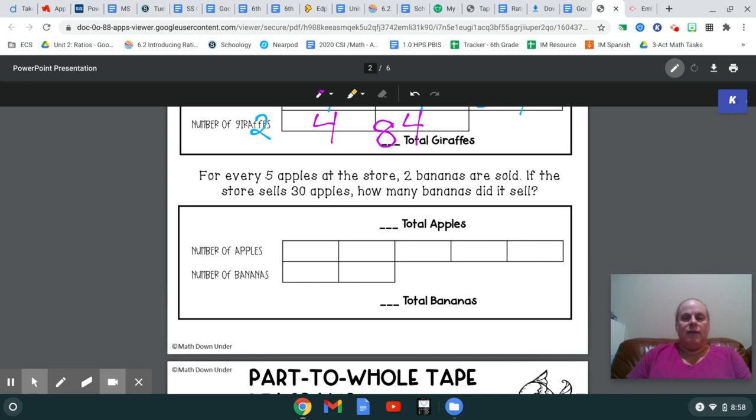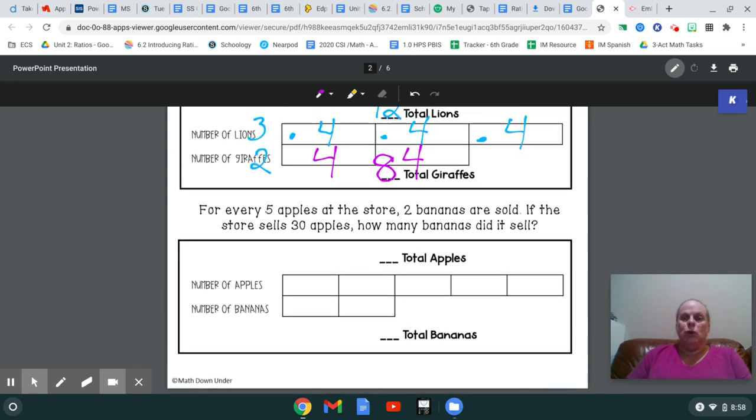All right, let's go to the next question. For every 5 apples at the store, 2 bananas are sold. If the store sells 30 apples, how many bananas did it sell? All right, so we're talking about a ratio of how many apples to bananas are sold at this store. Every time they sell 5 apples, they will sell 2 bananas. And on this particular day, they have sold 30 apples.